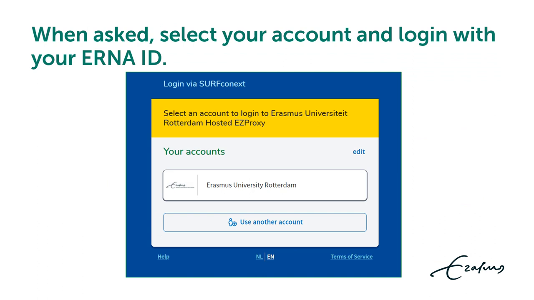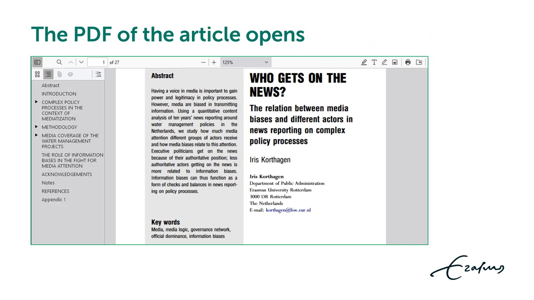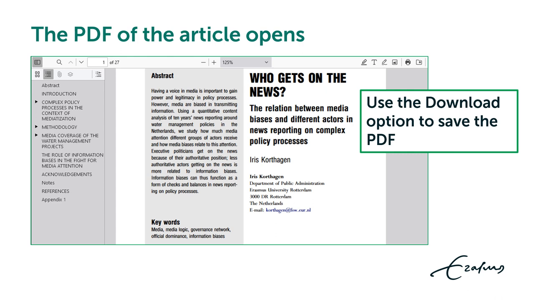If you're working off campus, you'll be first asked to select your account and to log in with your earner credentials. Once logged in, the screen will refresh and the PDF of the article will open. Use the download option to save the PDF to your own computer.